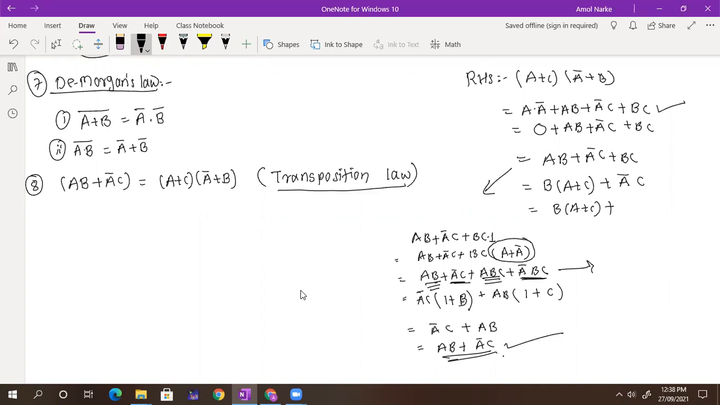This is the last proof step, and this third step is nothing but AB plus AC. This is nothing but your LHS. That third last step came because we took A bar C common, right?